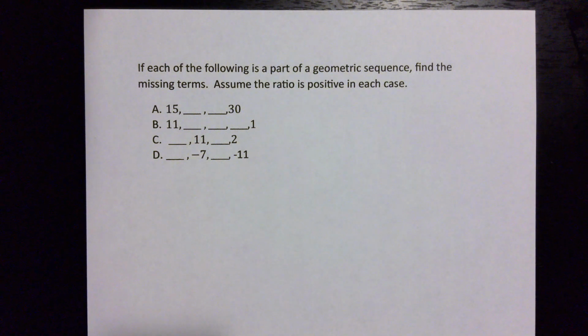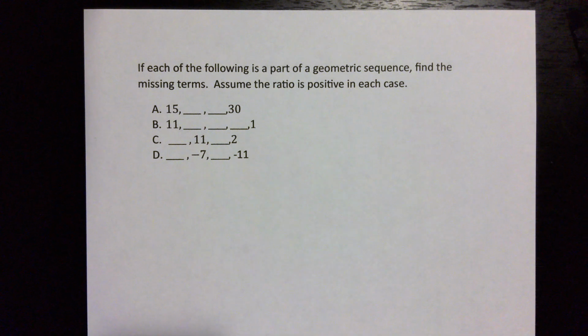In this video, we're going to be looking at some geometric sequences that have missing terms, and we're going to try to find those missing terms. It says each of the following is part of a geometric sequence, find the missing terms. It also says assume the ratio is positive in each case, and that is important because we will be using square root property, and normally square root property has a plus or minus on it, but we get to just use the positive case today.